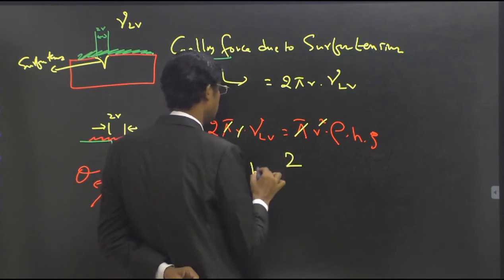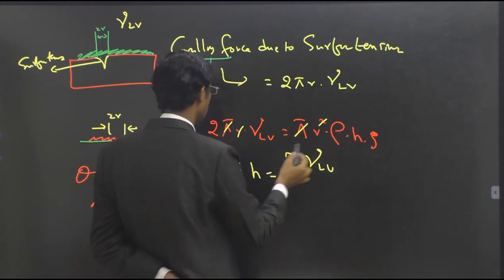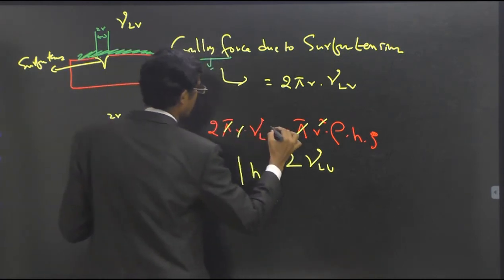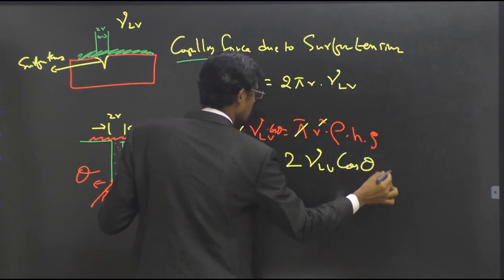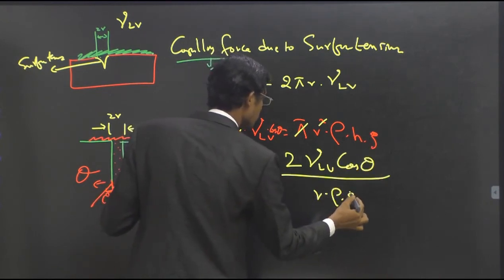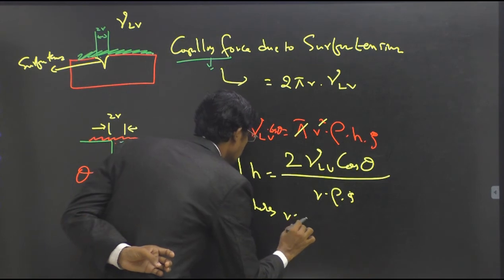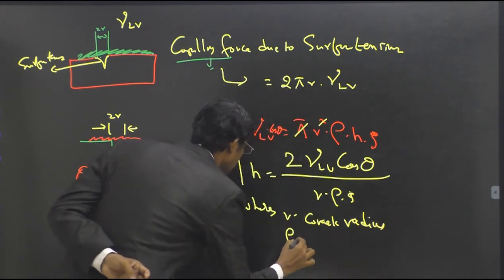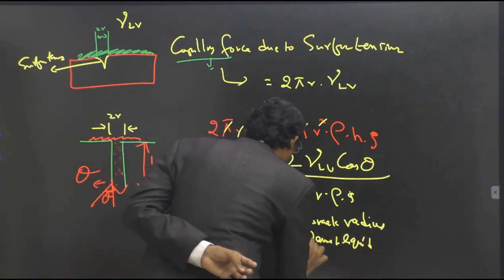We can write h equals 2 into the surface energy of liquid to vapor, gamma LV, into cos theta, divided by r rho g. Where r is the crack radius, rho is the density of the liquid, and g is the acceleration due to gravity.